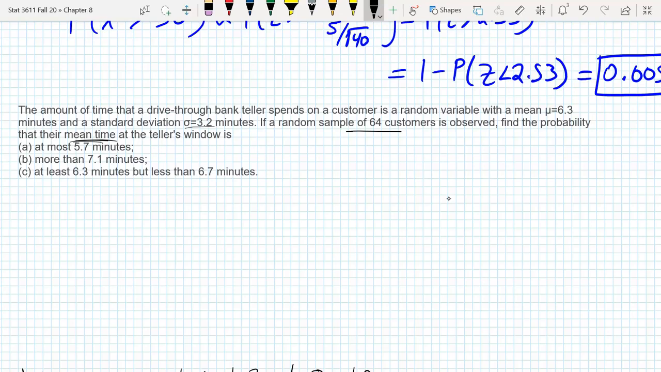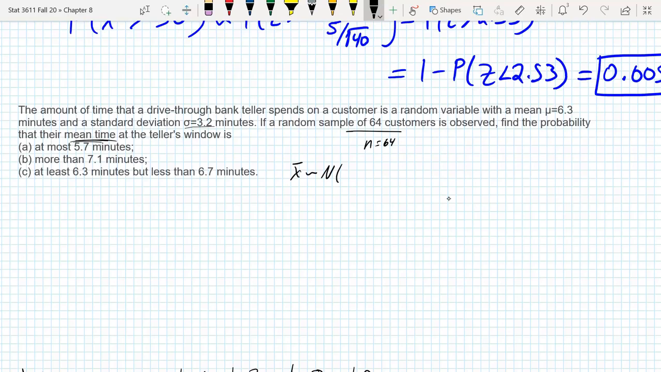All right, so this is about their mean time. This is a question on X bar, their sample mean, okay? We have a sample of n equals 64 customers, so we can answer probability questions about the mean using the central limit theorem. So recall that X bar, with a large enough sample size, is approximately a normal distribution, all right?